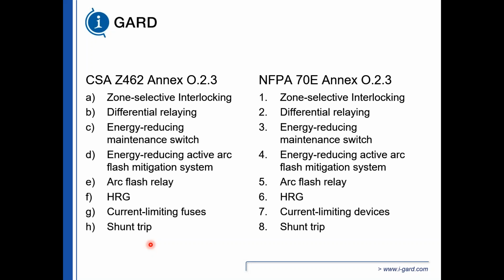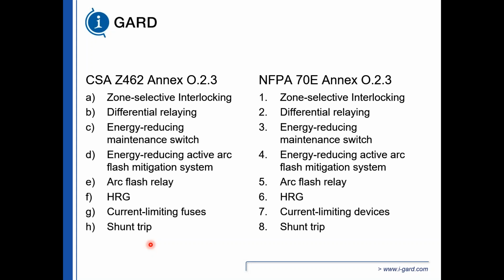Just a recap of CSA Z462 and NFPA 70E: the 8 methods of mitigating arc flash. Zone selective interlocking, obviously. Zone selective interlocking removes the time delay intentionally placed in the relay to allow a properly coordinated system. So coordination is very important.